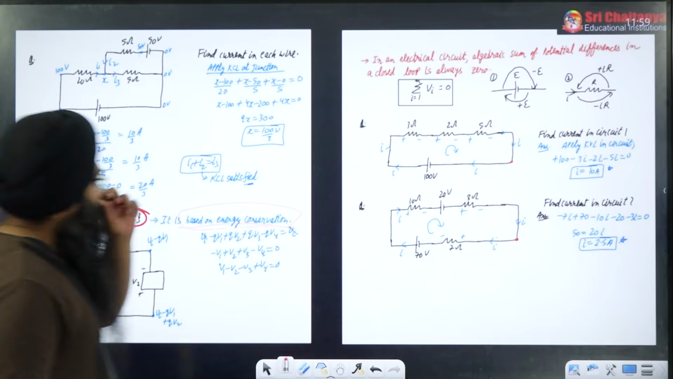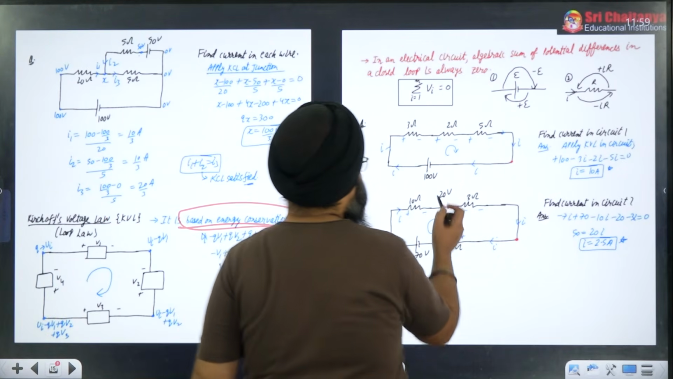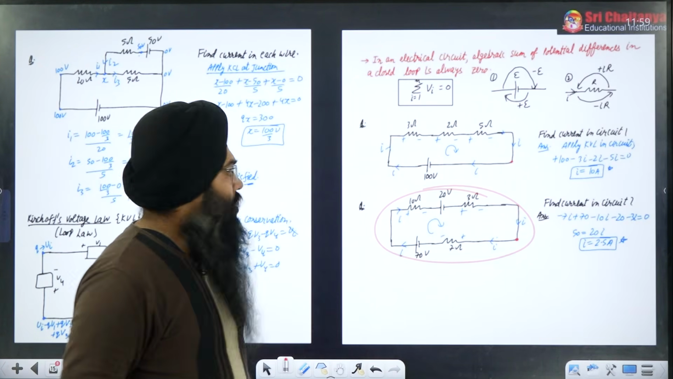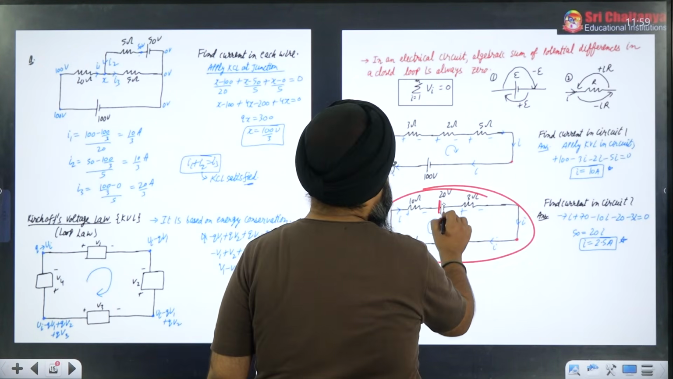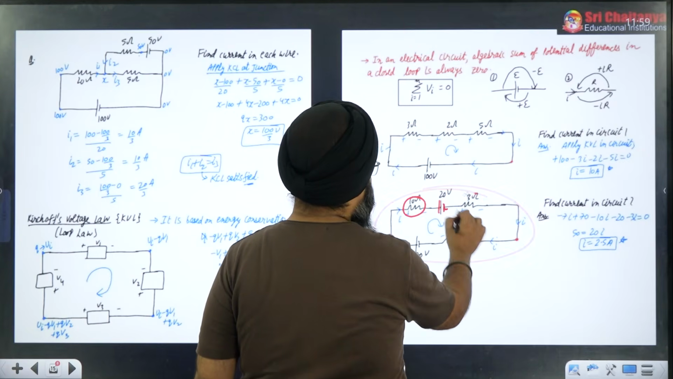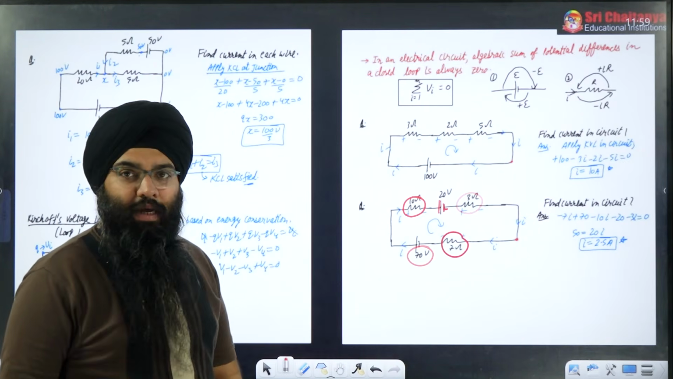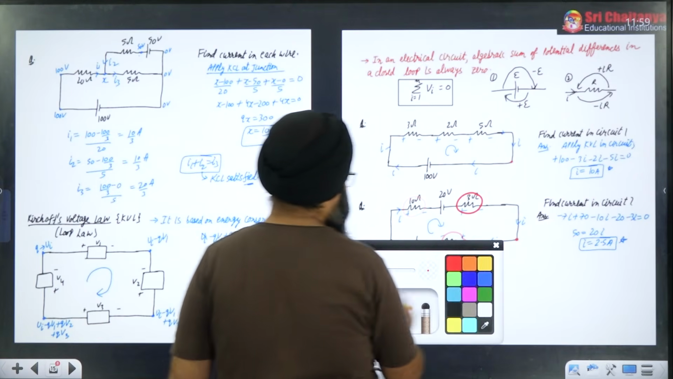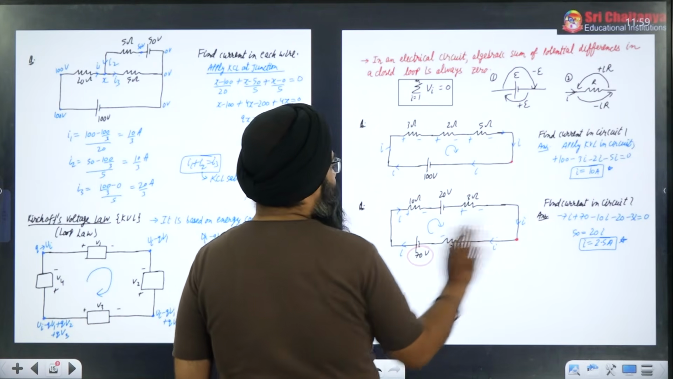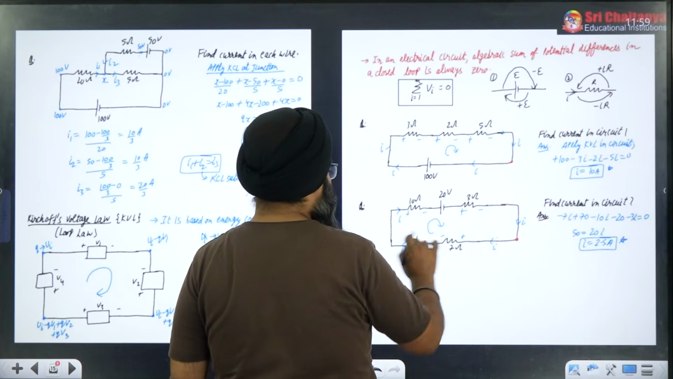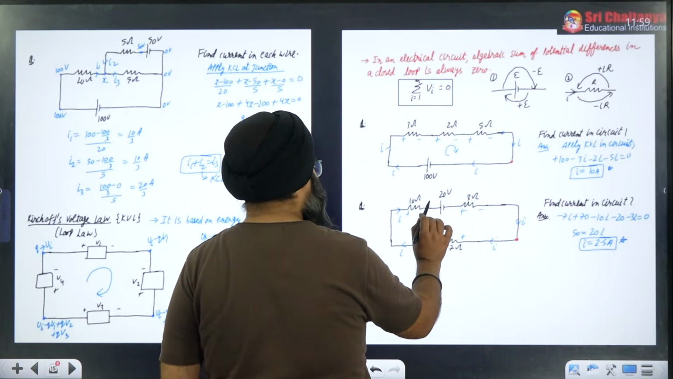Let me take one example here. Suppose there is a 20 volt battery, a 10 ohm resistor, a 3 ohm resistor, a 7 ohm resistor and a 70 volt battery, and you are asked the current in the circuit. How will we do this question? Very simple. You can move from anywhere you want. Let us suppose the current is in the clockwise direction.